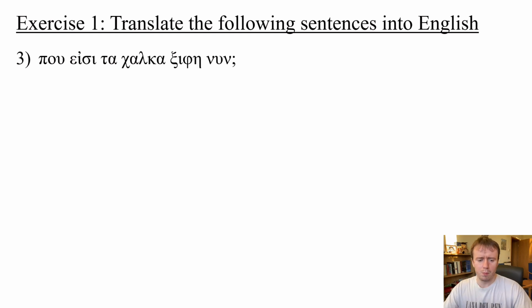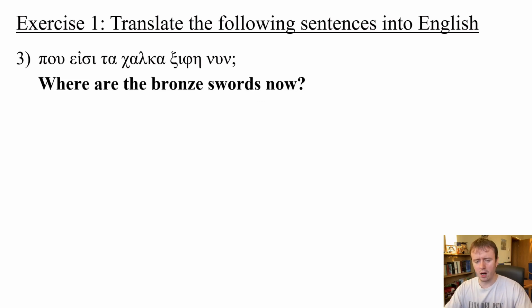Thirdly, we have pueisi ta kalka xipenun. This means, where are the bronze swords now? We know that it means this because pu means where in the sense of where at. AC means they are. So this means where are ta chalka xiper.